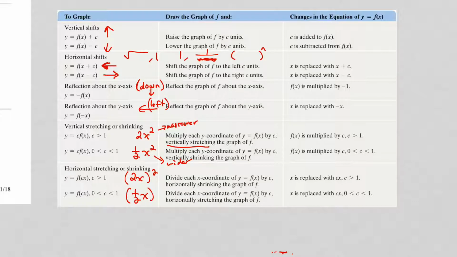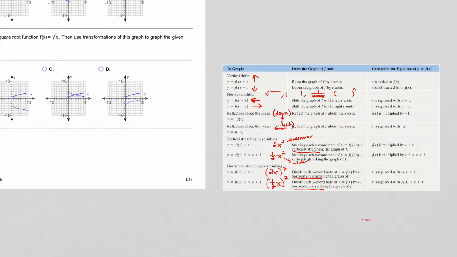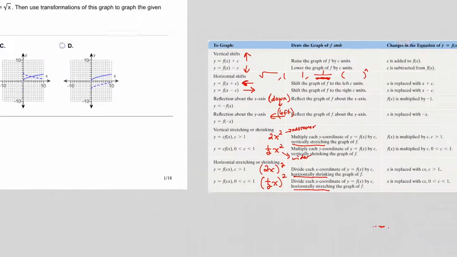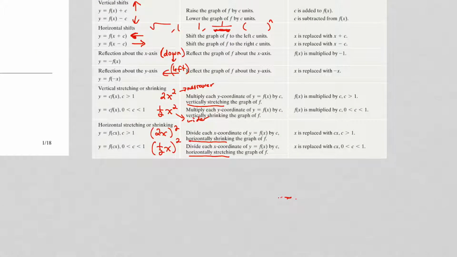So if the numbers are inside, that's a horizontal stretch or shrink. The first one's a shrink, and the other one's a stretch. So let's take a look at these over here. Actually, let me summarize that real quick. All this big chart can be summarized with the following formula.